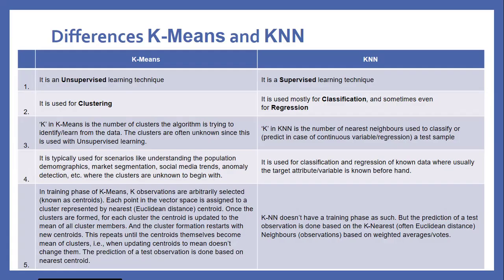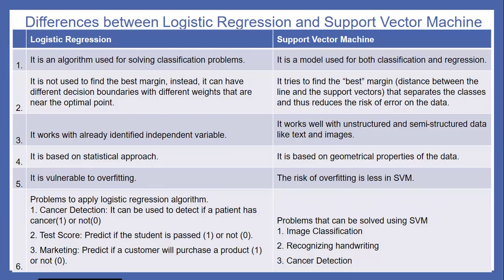KNN does not have a training phase as such, but the prediction of a test observation is done based on the k-nearest, often Euclidean distance, neighbor observations based on a weighted average vote.